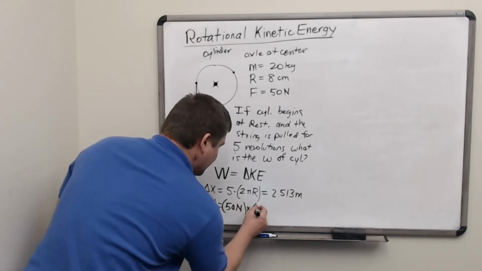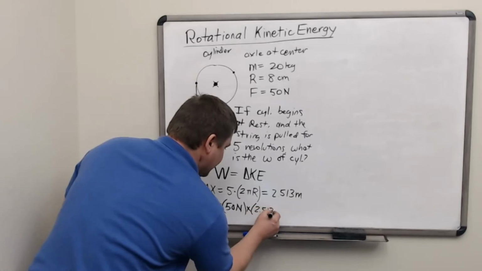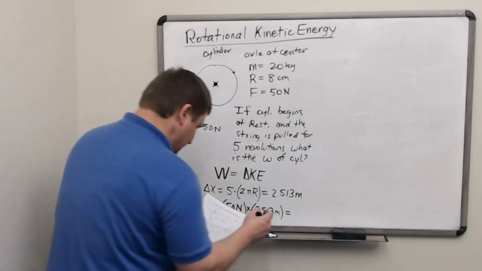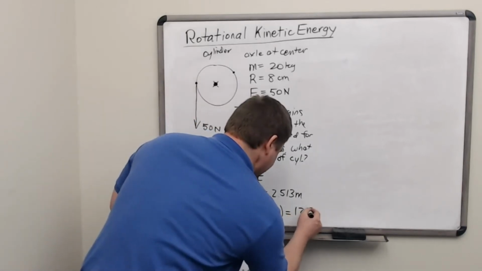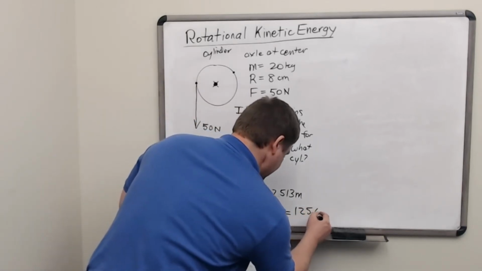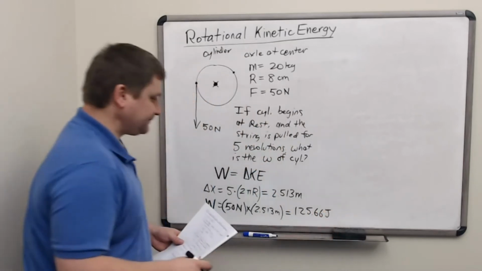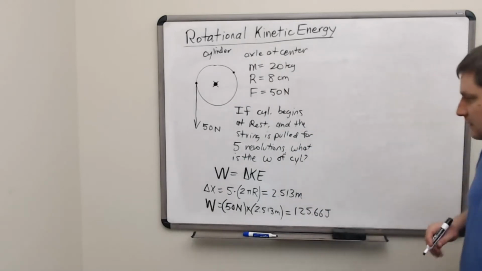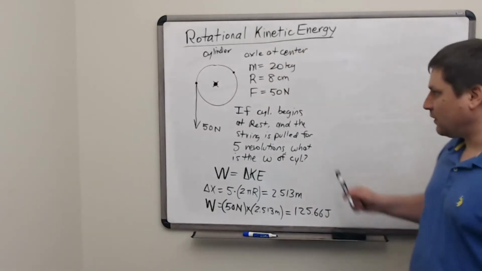multiplied by the 2.513 meter displacement. That gives me a work of 125.66 joules. There's no rotational motion yet, except for what we know about the string.